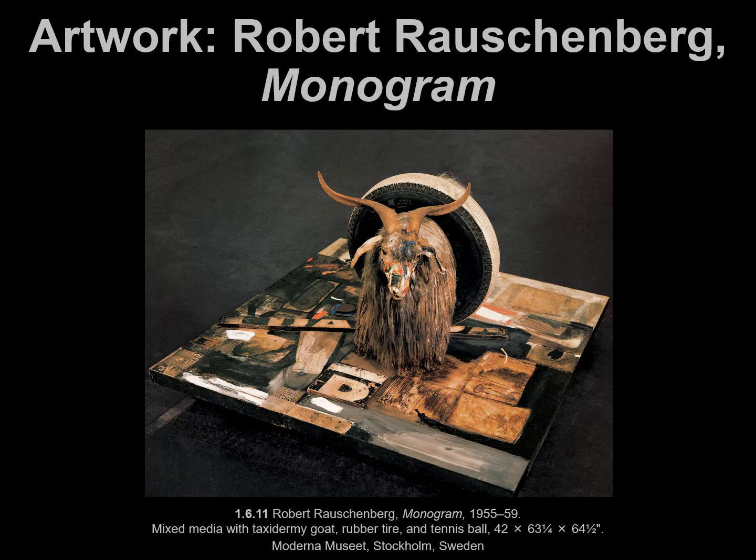This is an artwork by Robert Rauschenberg called Monogram. To understand this piece and Rauschenberg's intention with it, you have to take note that it was made in 1955 to 59. Rauschenberg was a very successful artist that worked at this juncture between two very different time periods in the art world.